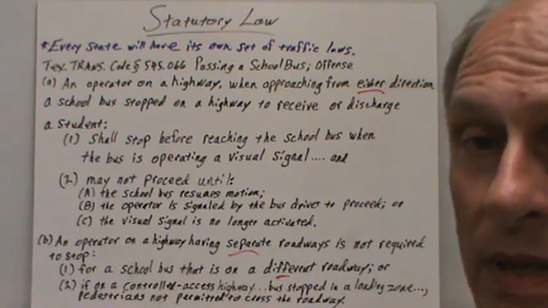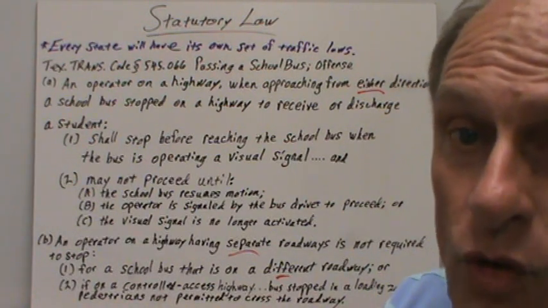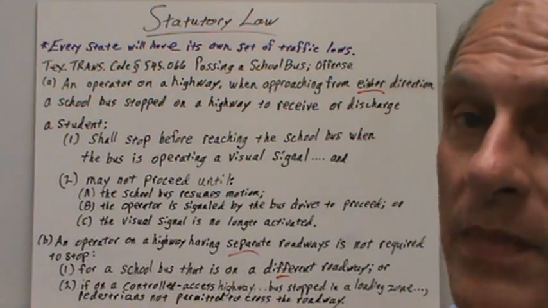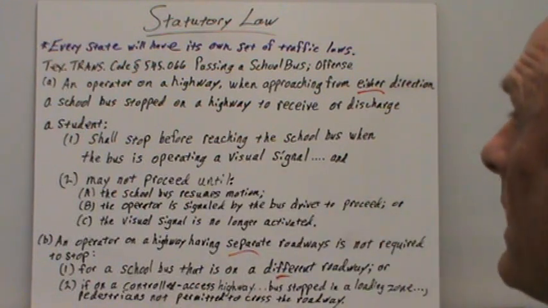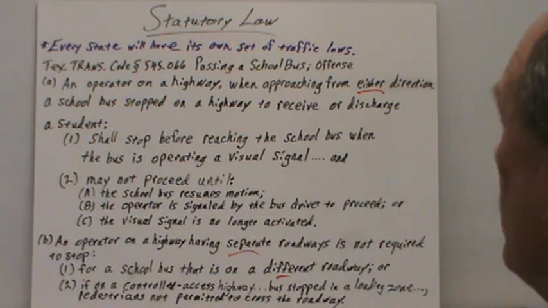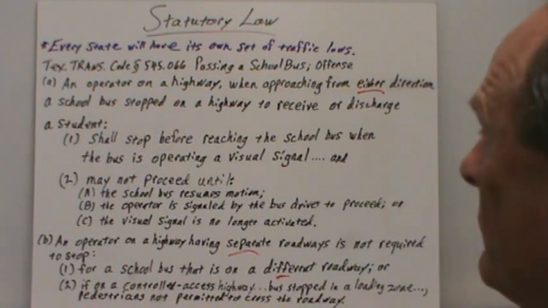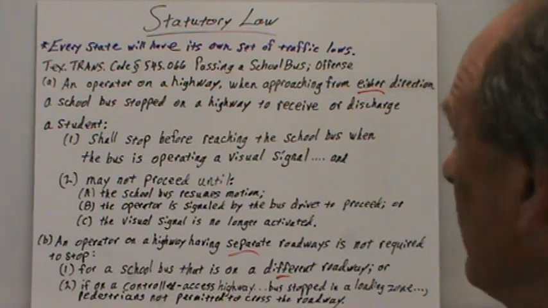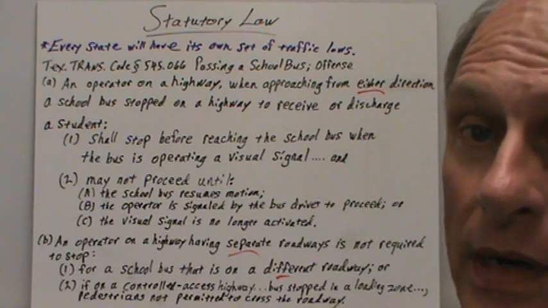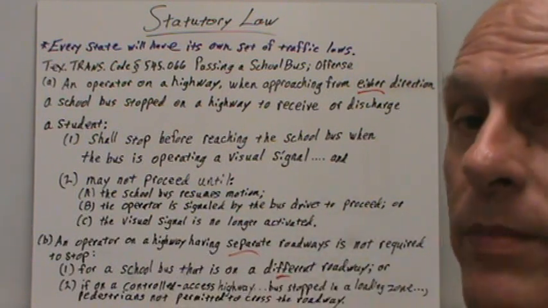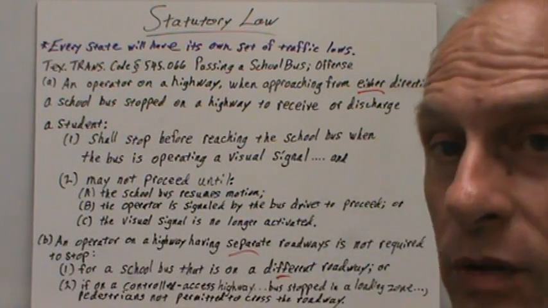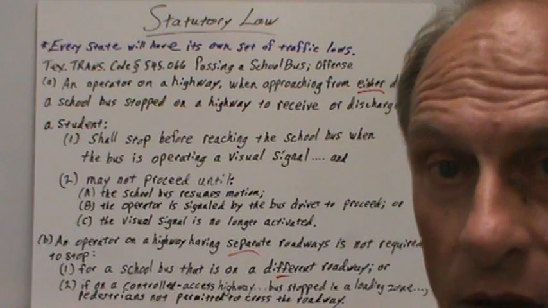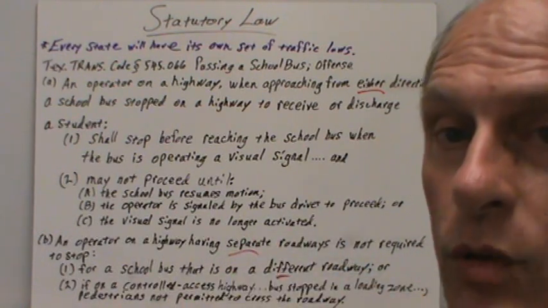So this particular statute reads, an operator on a highway when approaching from either direction, either approaching from the front of the school bus or from the rear of the school bus to overtake the school bus, a school bus stopped on a highway to receive or discharge a student shall stop before reaching the school bus when the school bus is operating a visual signal, and the operator may not proceed until the school bus resumes motion, or the operator of the motor vehicle is signaled by the school bus driver to proceed, or the visual signal is no longer activated.